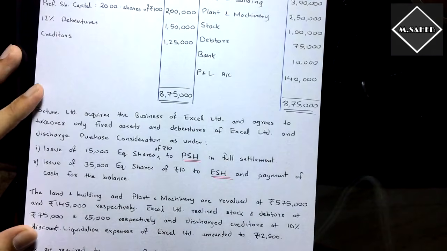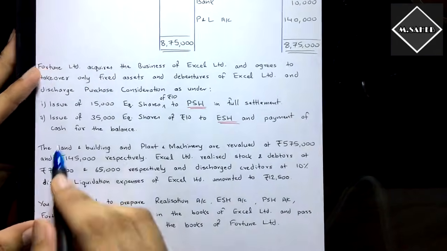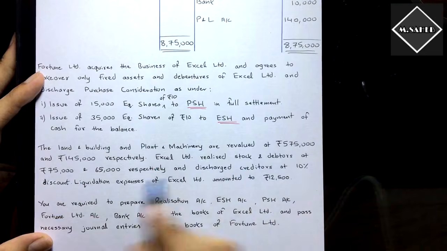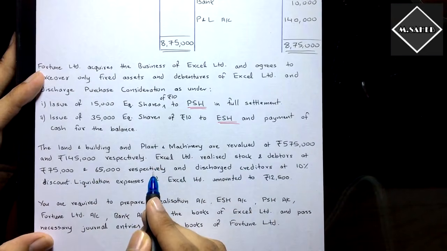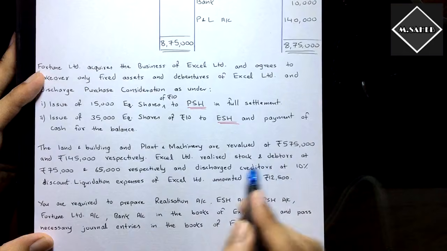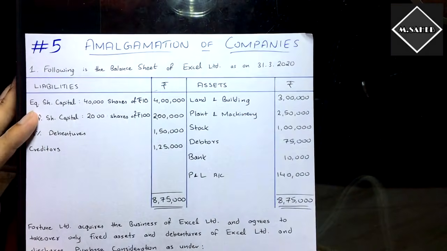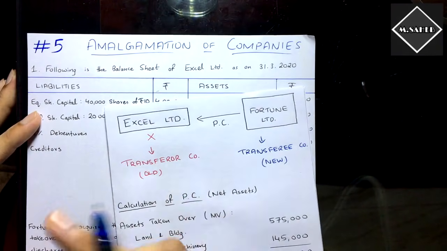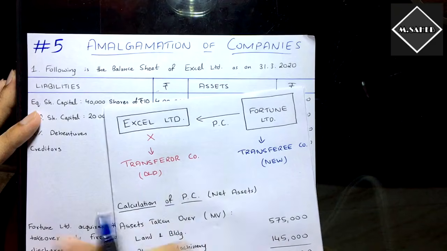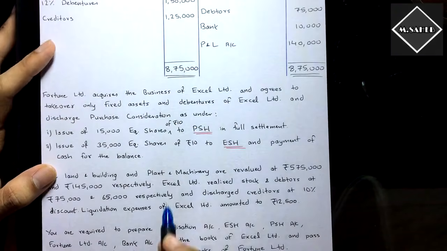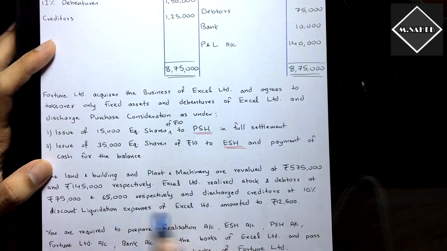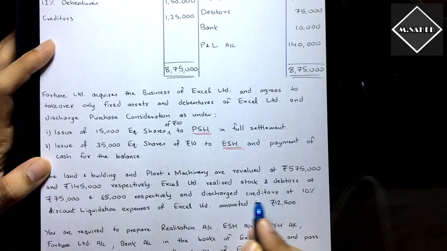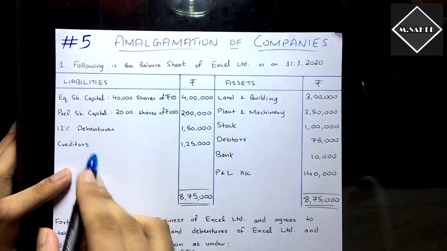Then let's see what else is said. They have said the land and building and plant and machinery, we have seen that. Excel Limited realized stock and debtors at 75,000 and 65,000 respectively. Here they are talking about how stock and debtors are realized, because they are not taken over. The transferor company has to sell the assets on its own if they are not taken over, and pay the liabilities on its own if they are not taken over. So stock and debtors are sold, and creditors are discharged at 10% discount. Here they are talking about payment of a liability which is not taken over. Only debentures are taken over, creditors are not taken over.